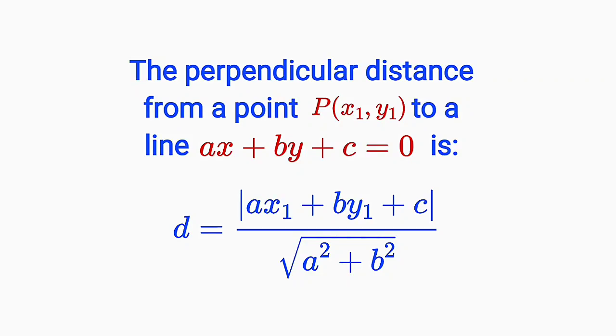Hello everyone, in this tutorial we are going to derive this very important formula used to calculate the perpendicular distance from a line to a given point. For example, if we have a line ax plus by plus c equal to 0 and a point P that has these coordinates, then to find the perpendicular distance, which is the shortest distance from this line to this point, you can use this formula.